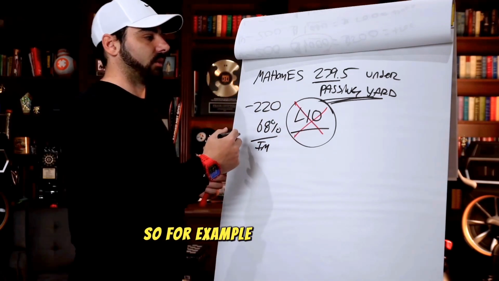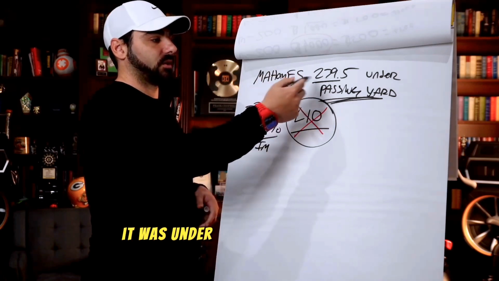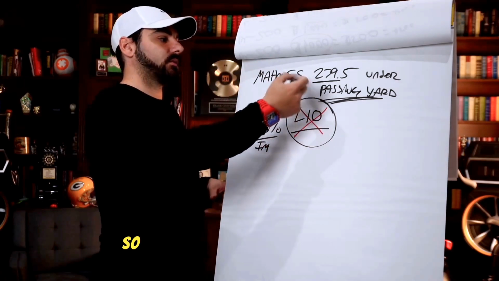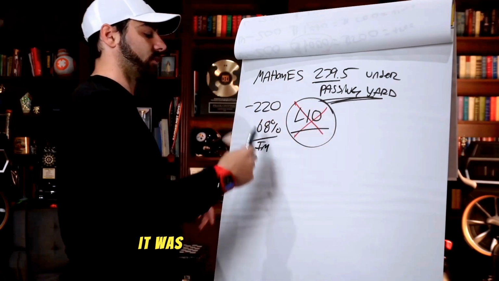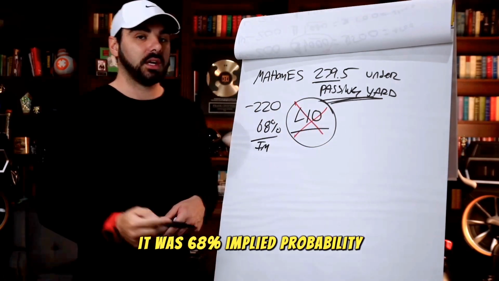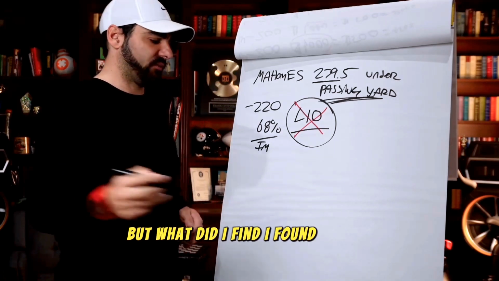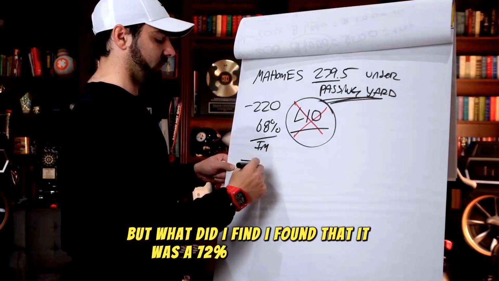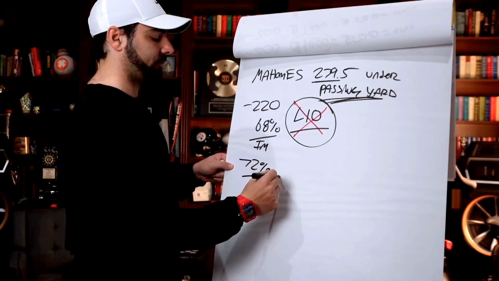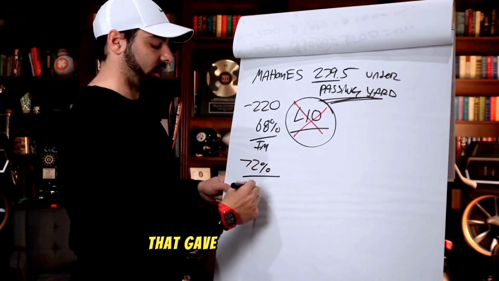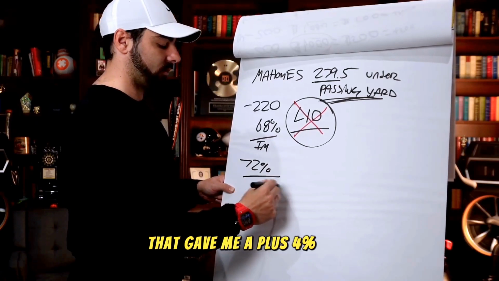So, for example, let's say this Mahomes play, it was under, everybody knows this, 1-1, right? So he was under 280 passing yards. It was a 68% implied probability. But what did I find? I found that it was a 72% true probability. All right? What did that give me? That gave me a plus 4% edge.